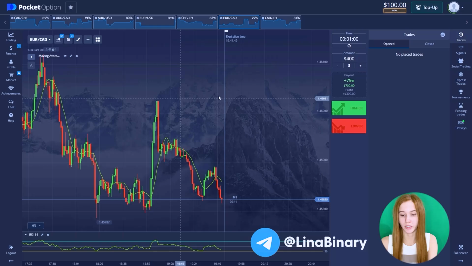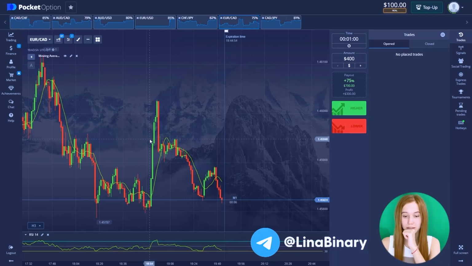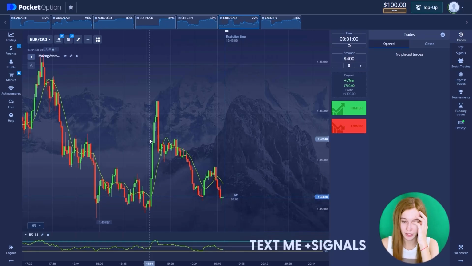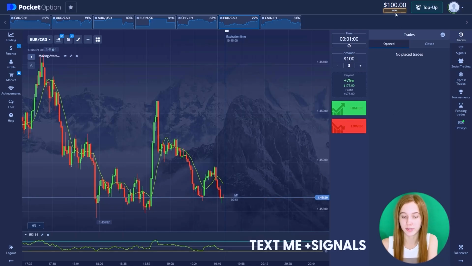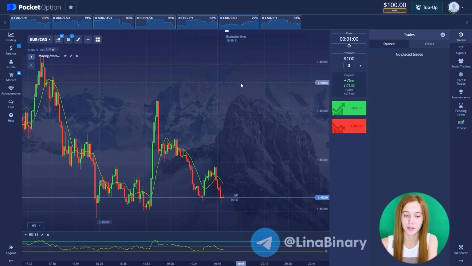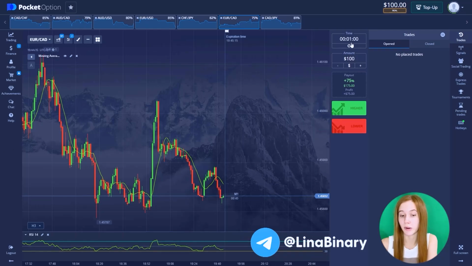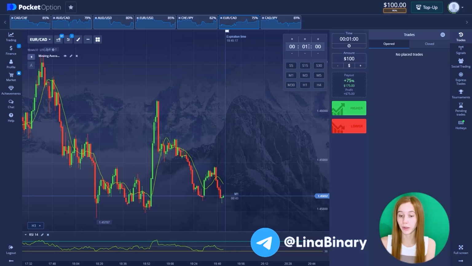So today we'll trade with $100. Let's see what happened and let's get started with our trading. Our workspace will begin. The deal amount is $100, 100% of our balance. The deal time will also be 1 minute. The time frame is also 1 minute.